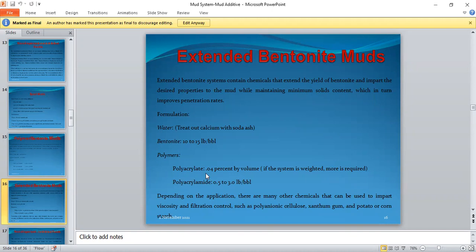Xanthan gum. Xanthan gum too is very good. It will give you viscosity. It will prevent fluid loss, seepage losses. Potato or corn starch, they just call it starch. It will also give you fluid loss control. It will help you not to be losing fluid. It will also form filter cake for you so that you don't lose too much mud into the well.